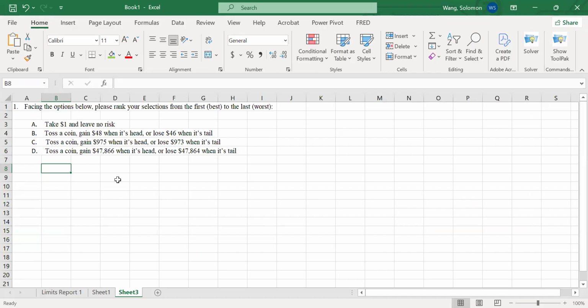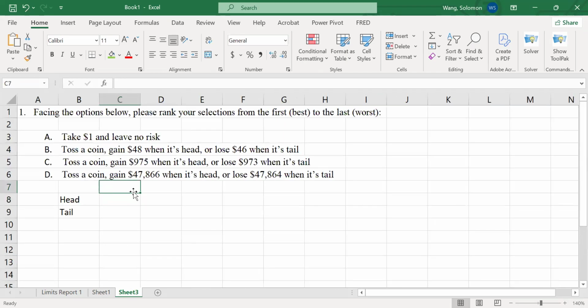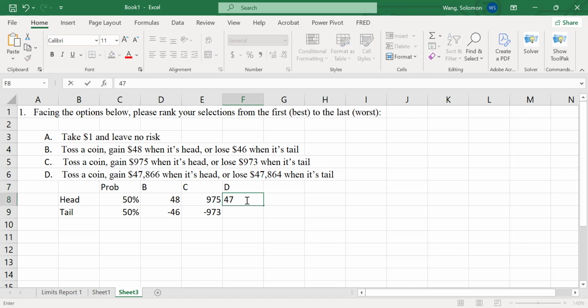If you toss a coin, you have a head and you have a tail, and the probability for each case is 50%, 50%. For B, you get $48 if you're winning and negative $46 if you're losing. For C, 975 if you're winning and negative 973 if you're losing. And if you're doing D, 47,866 if you're winning, 47,864 if you are losing. All right. So how do we make a rational decision?